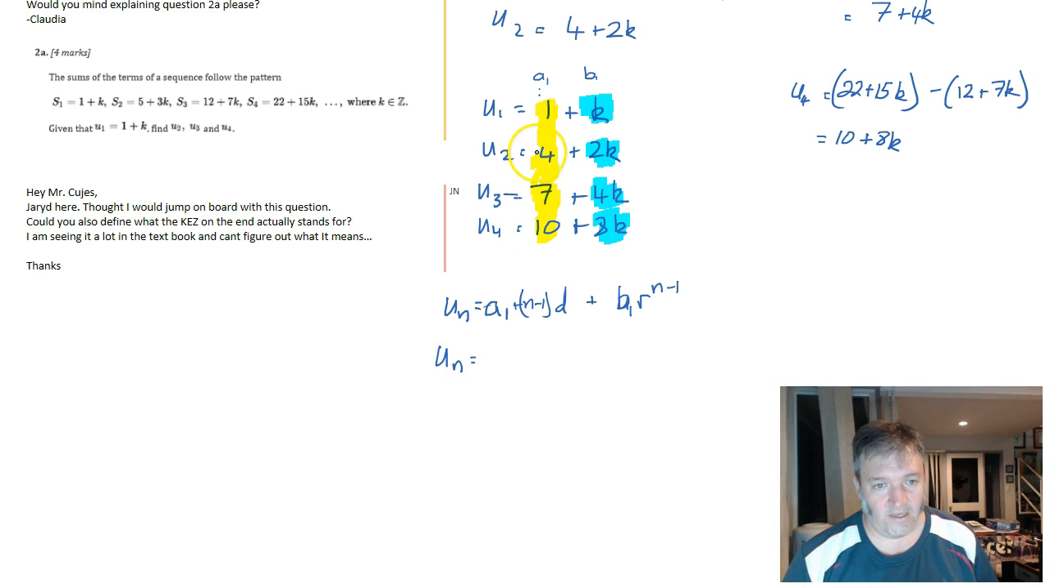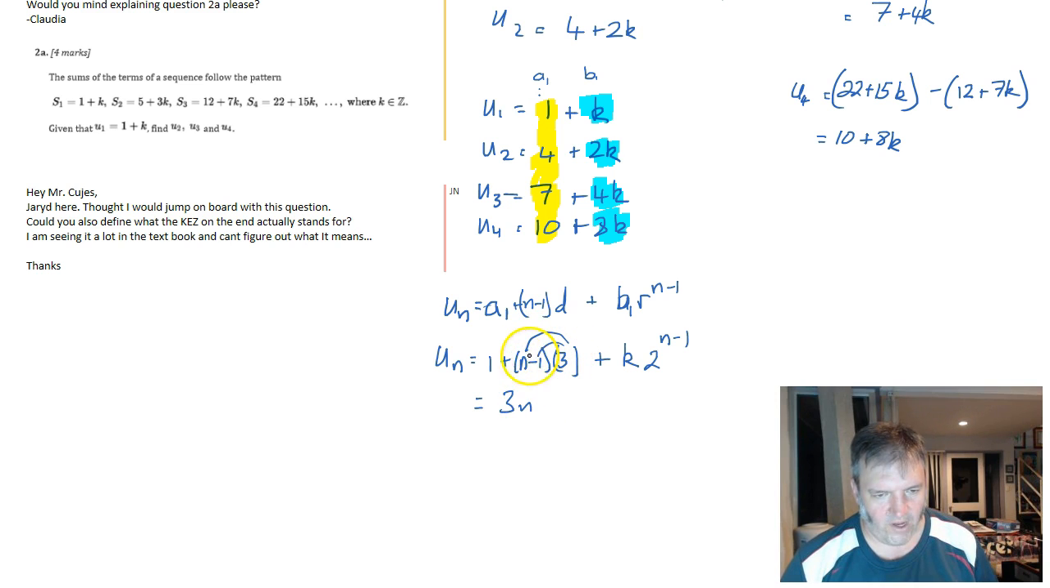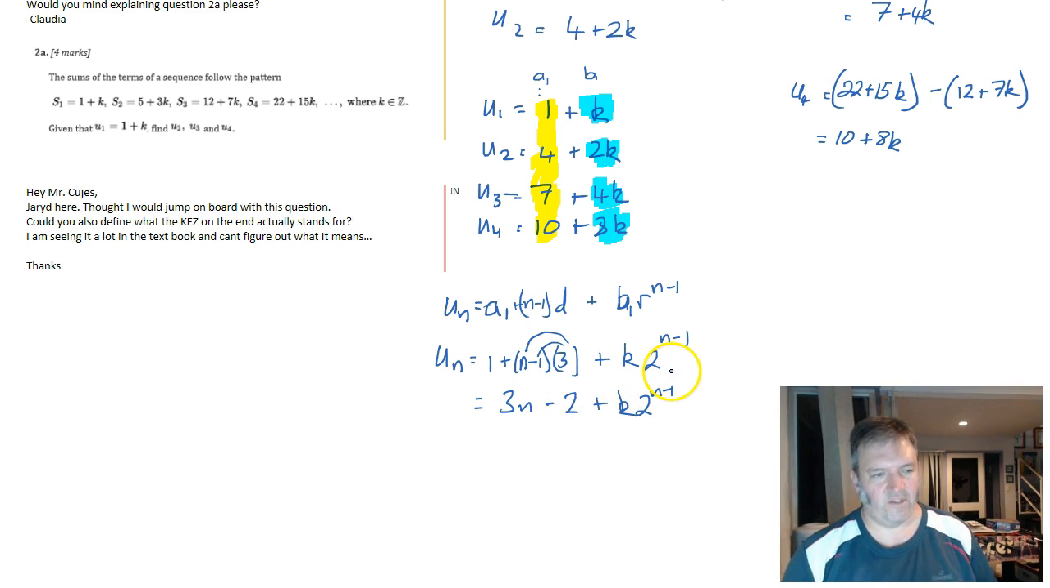So here, this sequence started with 1, and we're adding n minus 1 times the difference, which is, of course, 3. We could see the difference between each term was 3 there. And on the right-hand side, the first term was k, so it's k, and then we're multiplying by 2 to the power of n minus 1. We can simplify that a little bit. This is 3n, that's going to be minus 3, but plus 1, so that's minus 2, plus k times 2 to the n minus 1, if you wanted to go ahead and do that.